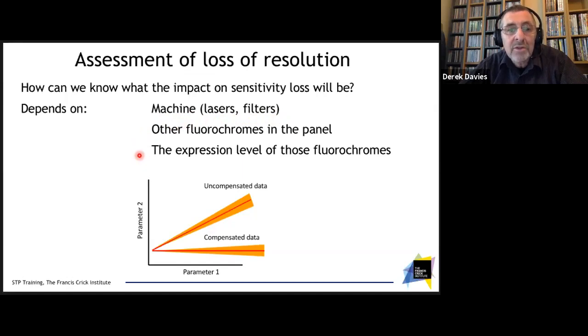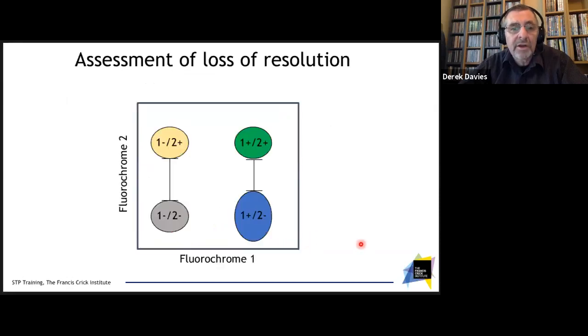And it also depends on the expression level of those fluorochromes, because as we know, as our expression level gets brighter, we get more data spread. So there's another cartoon that says this in a very similar way, I suppose.